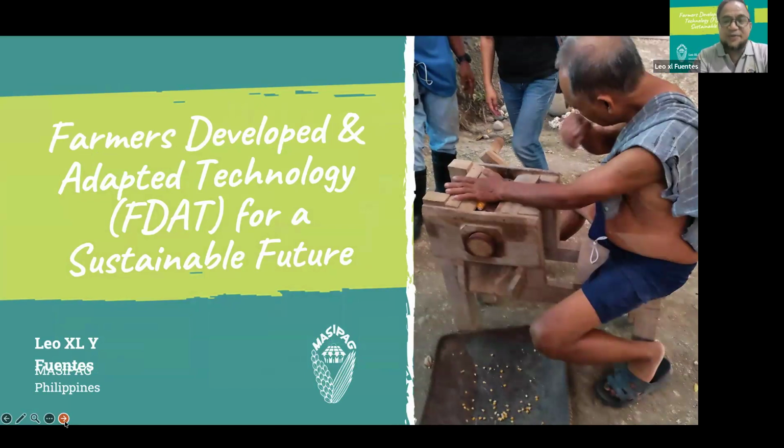Our network, Masipag, would like to express our collective gratitude to all partners for organizing this year's Green Action Week. It is our collective honor to share our collective experience. We are going to share Masipag's program, particularly the Farmers Developed and Adopted Technologies, or FDAT, which aims to strengthen local farming knowledge and provide new methods for farmers. Masipag's FDAT seeks to uplift farmers by having sovereignty in technology.